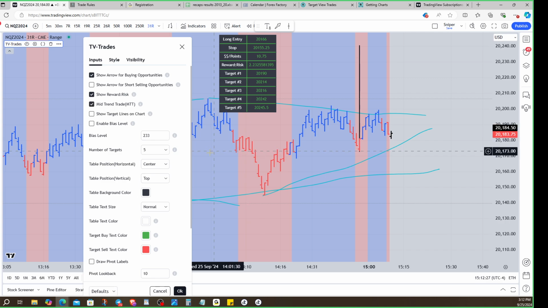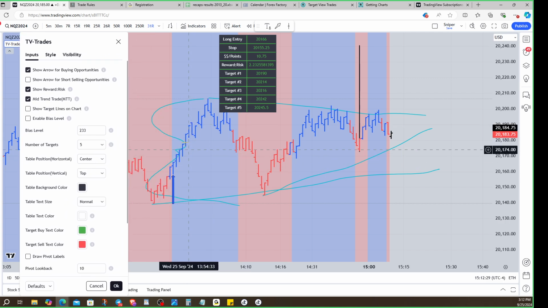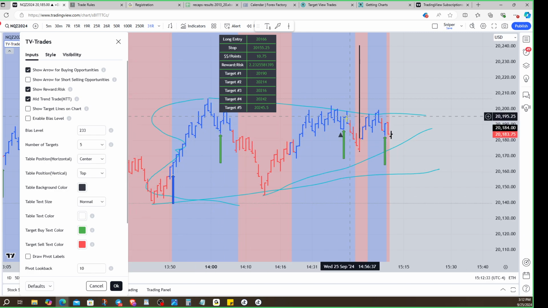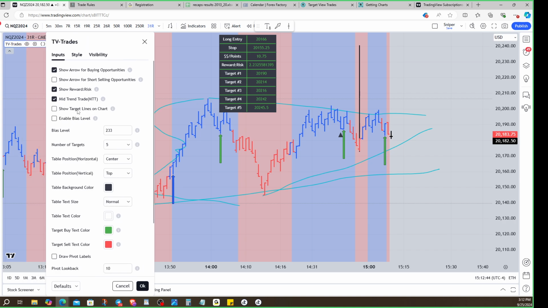The mid-trend trade, that is if you miss this first trade right here, and you want another opportunity to get in, or if it doesn't give you an original trade at the beginning and you want to have an opportunity to get in, you turn the mid-trend trade on, and that will help you with that. Now, the show target lines on chart, if you check that, it's going to draw these target lines on the chart for you. See there and there and there and there and there. Those are all the target lines that are outlined right here. You can have those drawn on the chart if you want to.